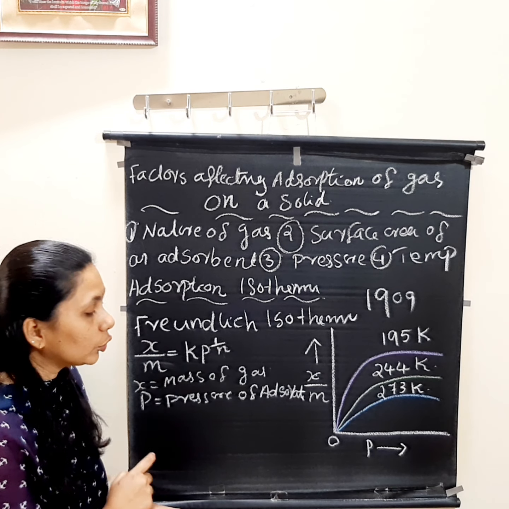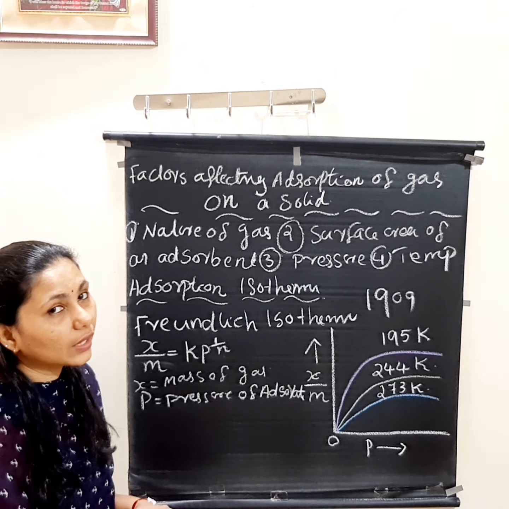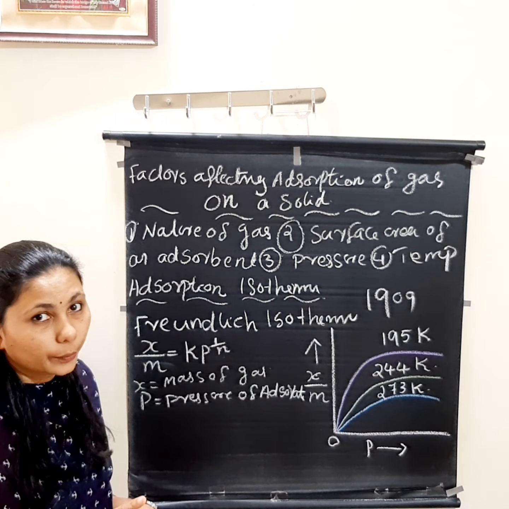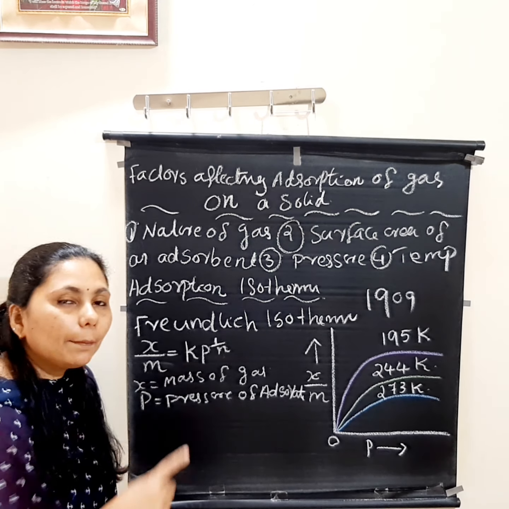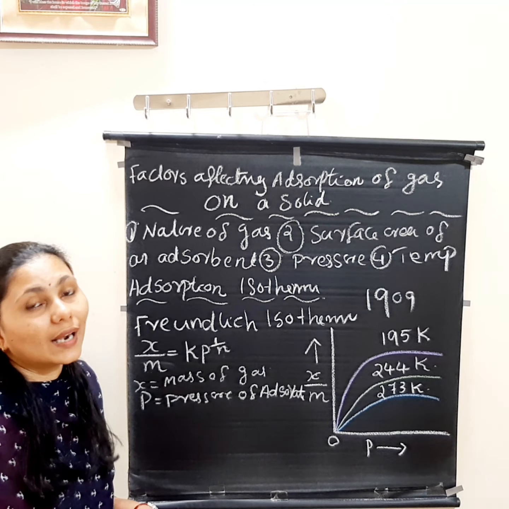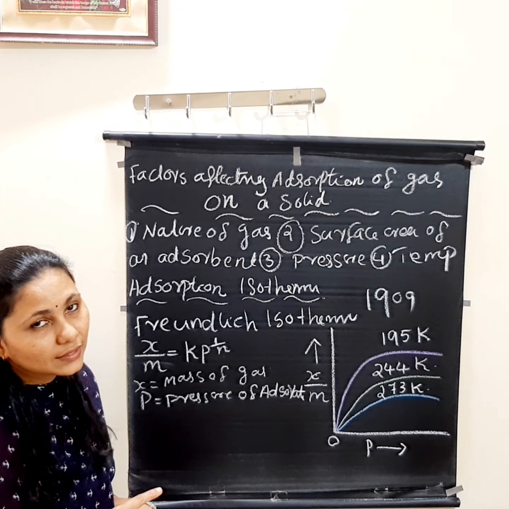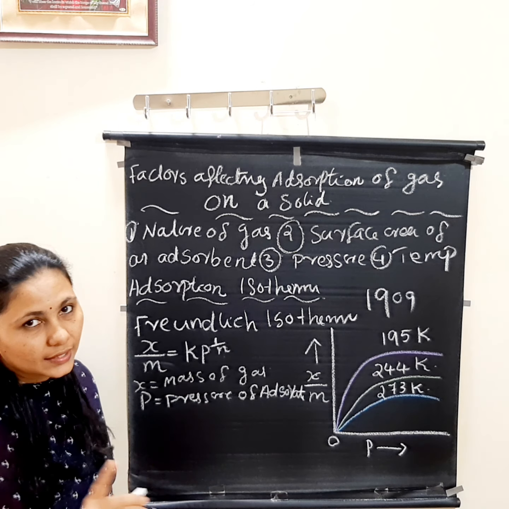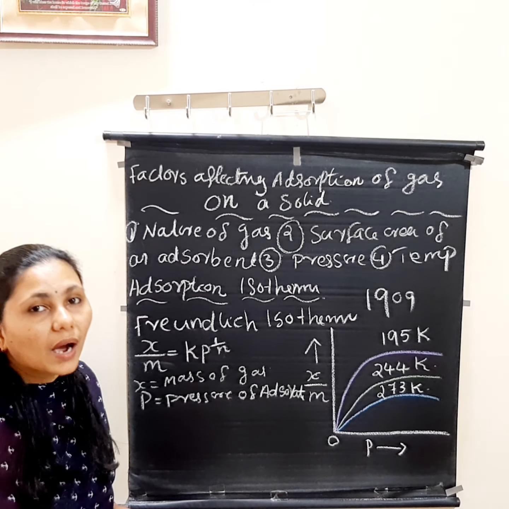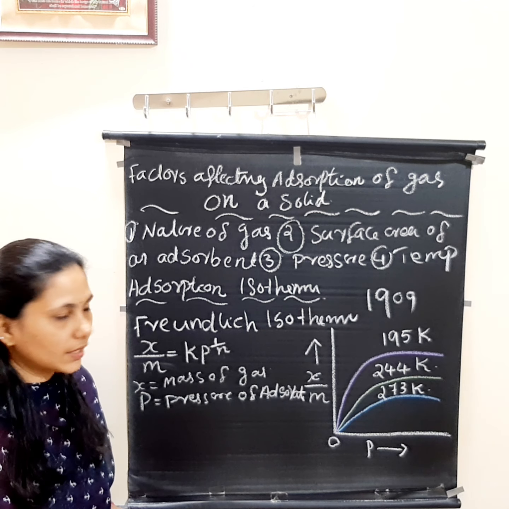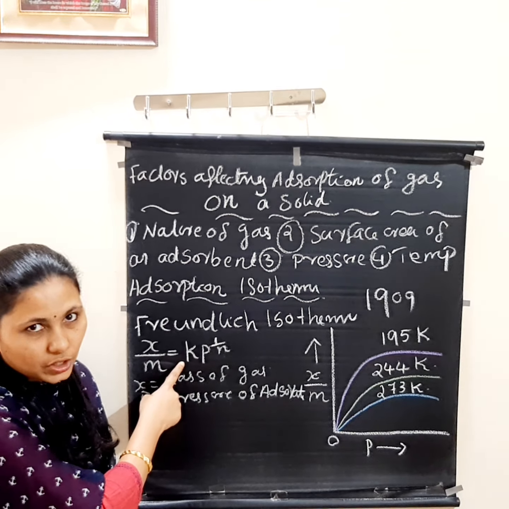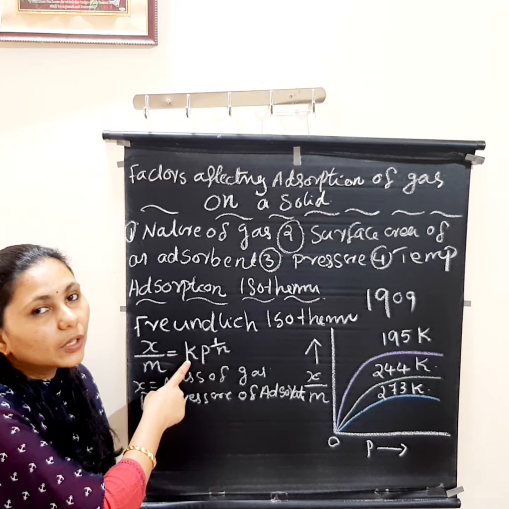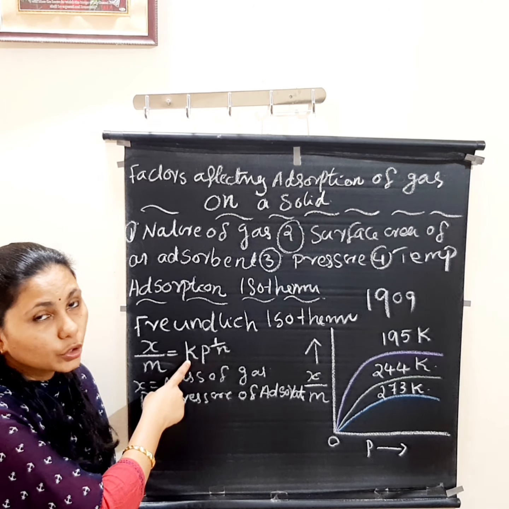So x equal to mass of gas, that means we can say generally mass of adsorbate. Gas is the adsorbate here. Then m equal to mass of the adsorbent. Which one is the adsorbent in this case? Solid substance. Then k equal to constant. K and n are empirical constants. Why are they known as empirical constants? Because they are determined based on experiments, not theoretically.